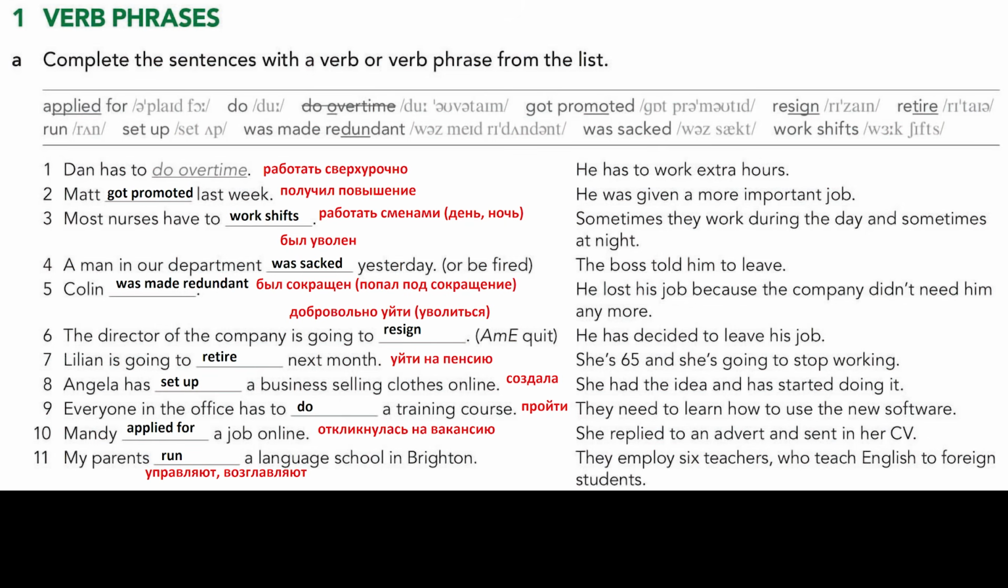8. Angela has set up a business selling clothes online. She had the idea and has started doing it. 9. Everyone in the office has to do a training course. They need to learn how to use the new software. 10. Mandy applied for a job online. She replied to an advert and sent in her CV. 11. My parents run a language school in Brighton. They employ 6 teachers who teach English to foreign students.